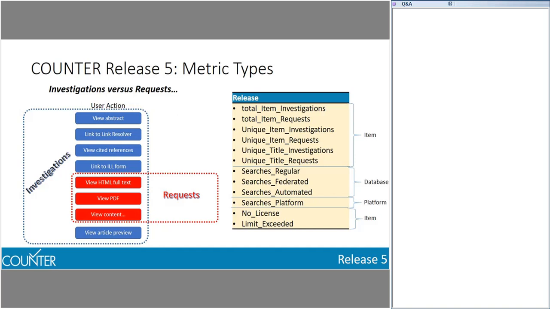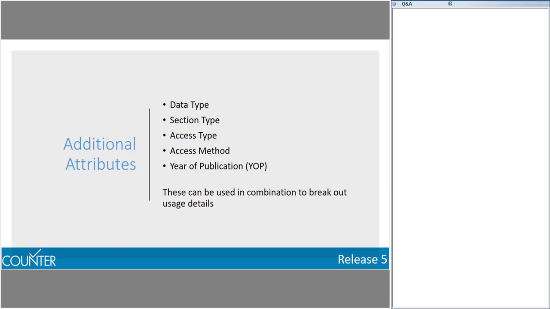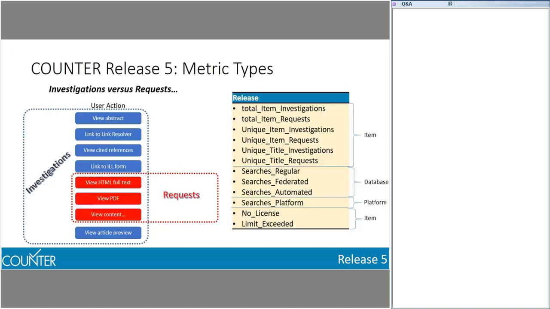All of those constitute investigations, which is really kind of a measure of interest that the users are expressing through their actions on the journal or the article or the database, depending on what level you're measuring. Only the ones in the red, where you're actually pulling back actual content, are classified as requests. So that was the main advance there. I'm going to back up one more.